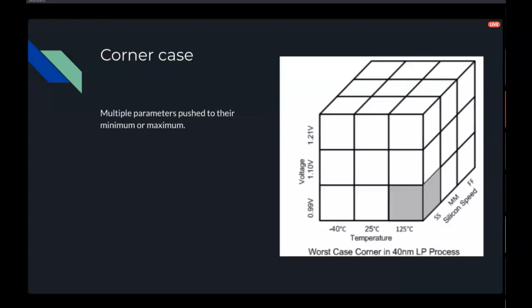So a corner case is similar, but that's when all parameters have been pushed to either their minimum or their maximum. So this image, for example, is something to do with computer chips, and we can see that the temperature is at the maximum, the voltage is at the minimum, and the silicon speed is SS. Who knows what that means? And so this is a corner case because all of the parameters have been pushed to one end of their spectrum. Corner cases specifically have also become something of a buzzword in the self-driving car and neural network development world, apparently, which I didn't know until I looked that up.